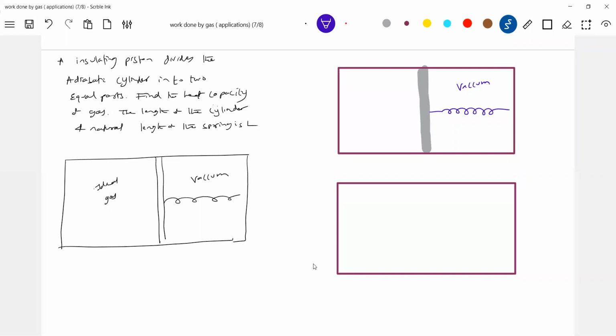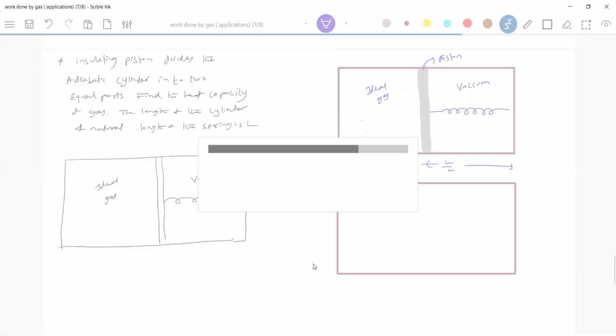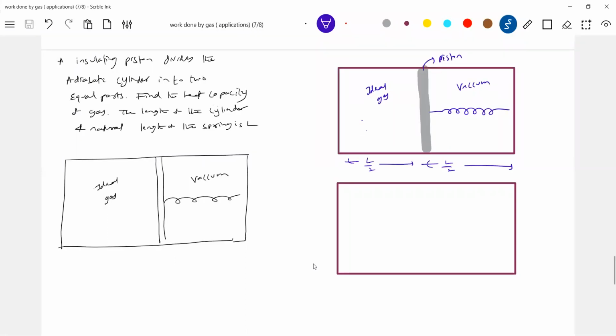Find the heat capacity. So there's a gas we have, ideal gas. So he's asking, there's a piston. No much information is available. You can see the question. The length of the cylinder and natural length of the spring is L. So the total length of the cylinder is L, divides into two equal parts. So initially it is L by 2 and L by 2. Find the heat capacity of the gas. He's asking molar heat capacity. How can we determine with the spring?